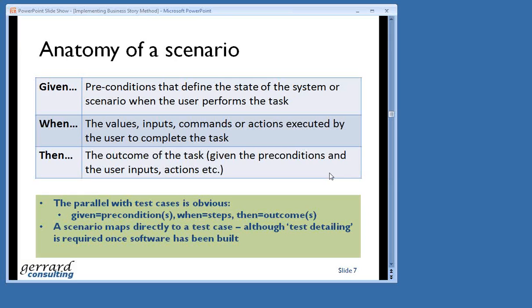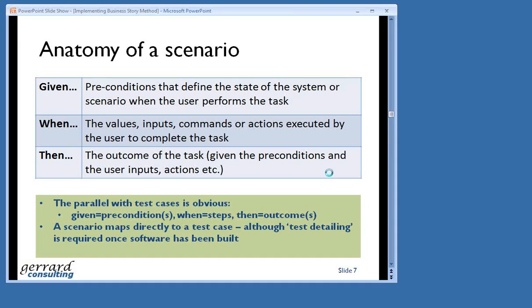Also, the business scenario is constructed and defined before development actually starts, whereas the test case follows on from development. So there's an extra activity to take a scenario and create a test case, which is a little bit of test detailing, particularly in the given section or the preconditions section, because once the software has been built, you know actually what it's going to look like.